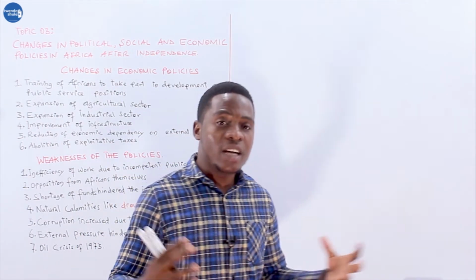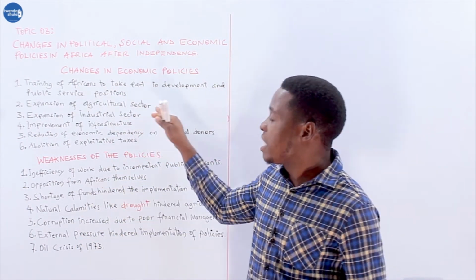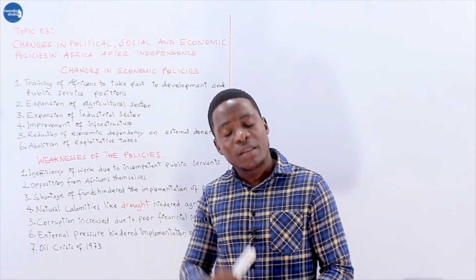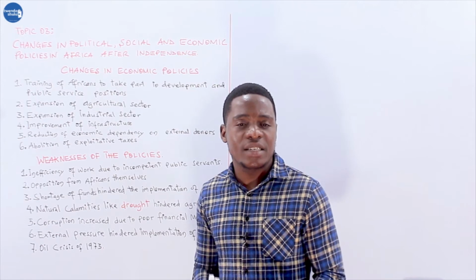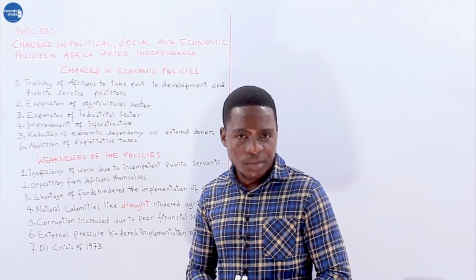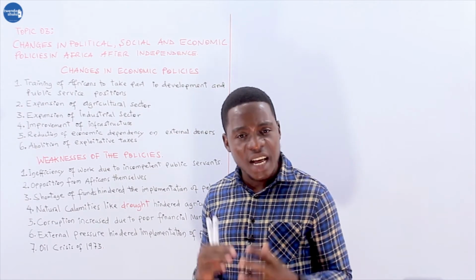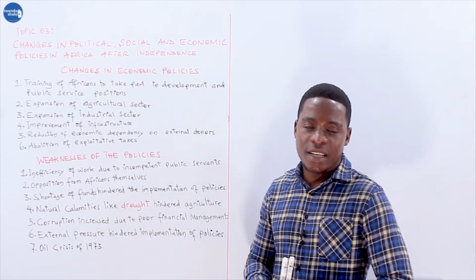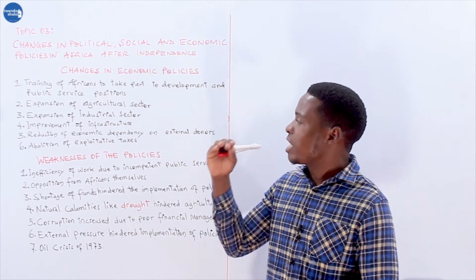So one of the policies that were taken was to expand the agricultural sector. Until today, like here in Tanzania, almost 70% of Tanzanians are employed in agriculture. The strategies started since then, during the reign of Mwalimu Julius Kambarage Nyerere, that we must expand more agriculture.